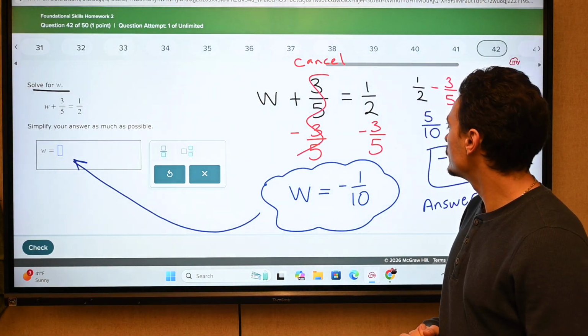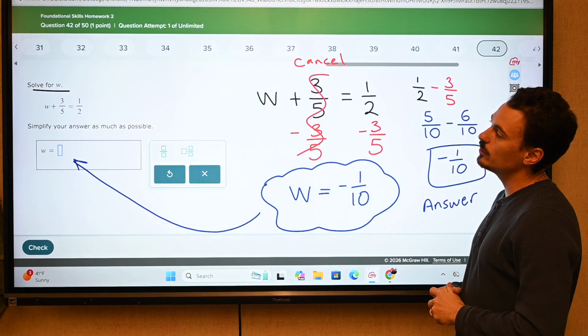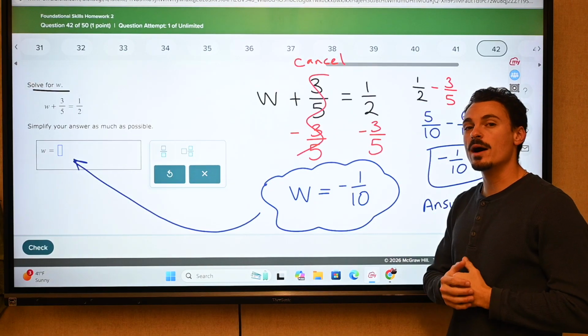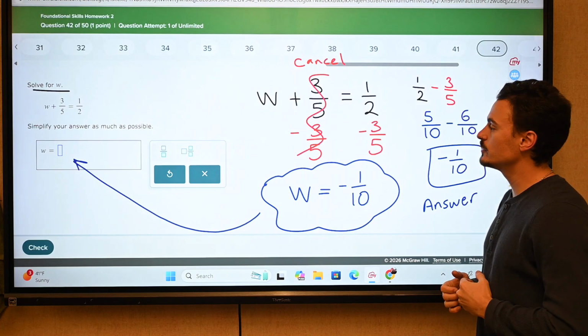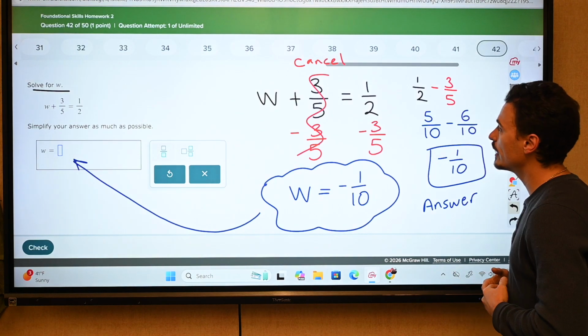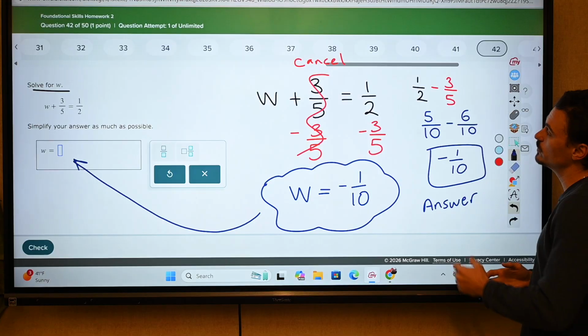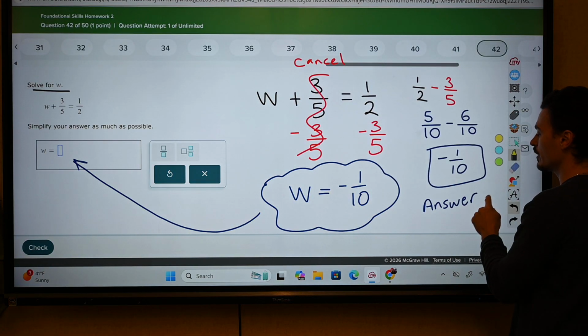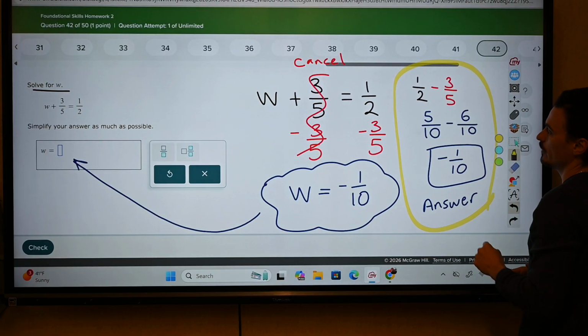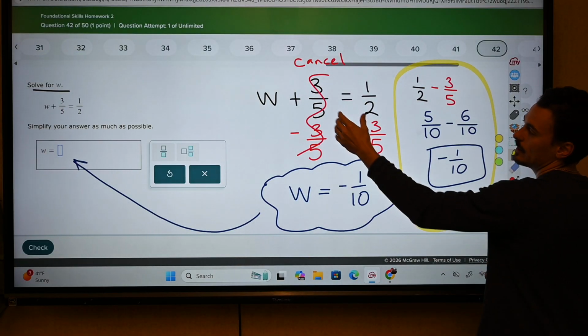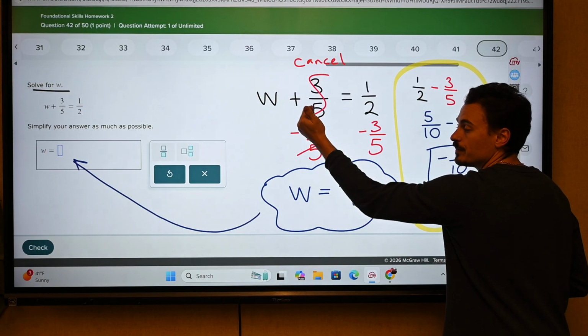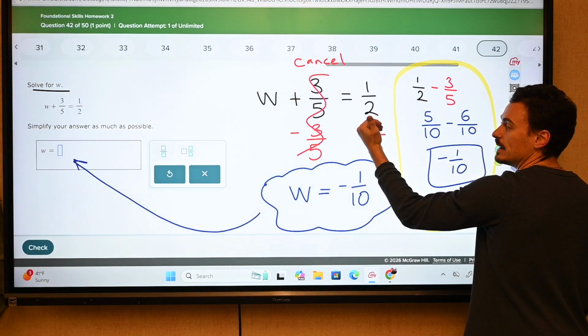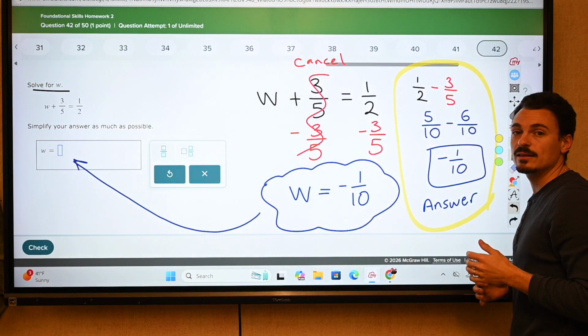Make sure you go through this example right here. You can rewind if you got a little confused somewhere and just try to listen to what I was trying to say. I think where you would get most confused would be right here. You want to realize that I wanted to solve for W, so I did 1/2 minus 3/5, and I did that off to the side, like scratch work.